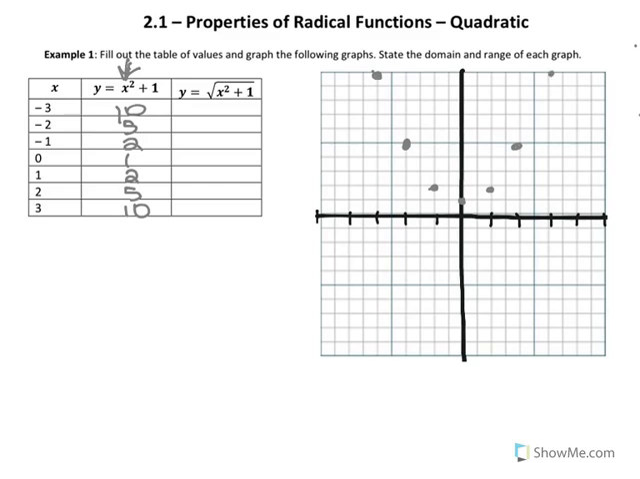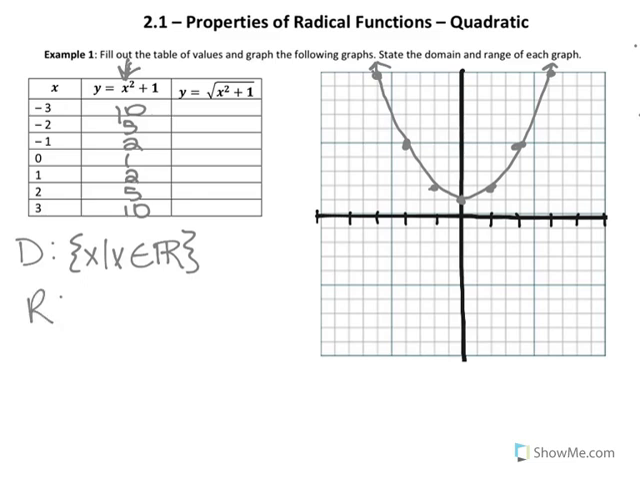Okay, so here's our parabola. It looks like that. The domain of this parabola is x such that x is an element of the real numbers. The range is y such that y is greater than or equal to our vertex, 1.